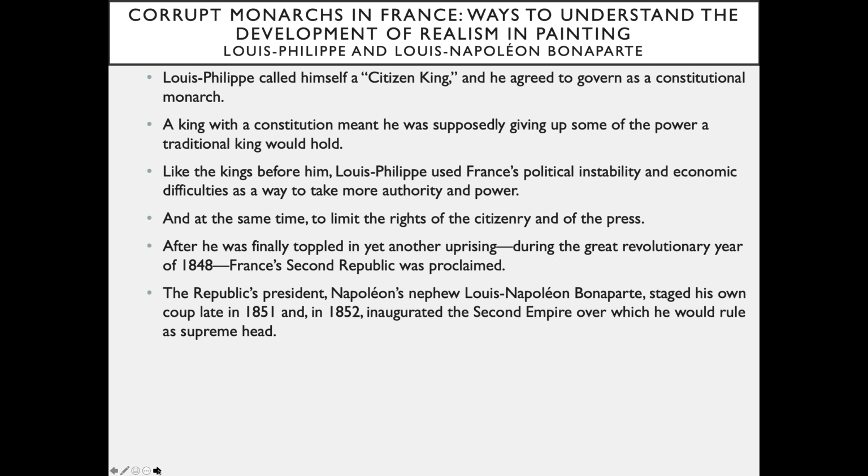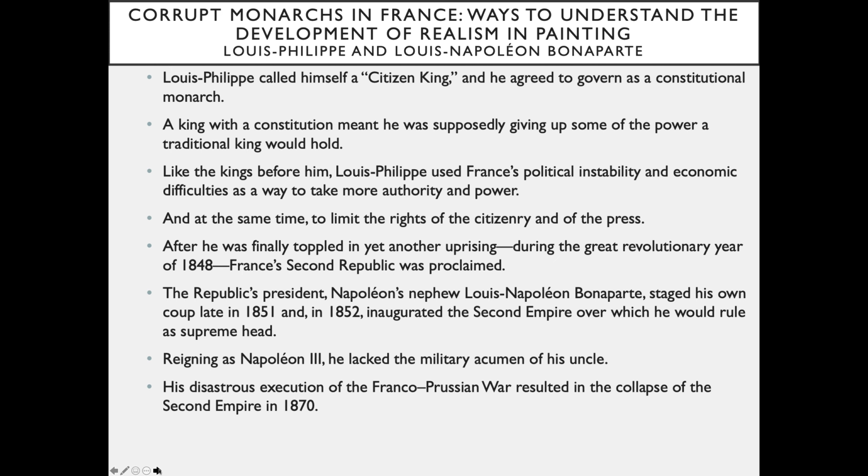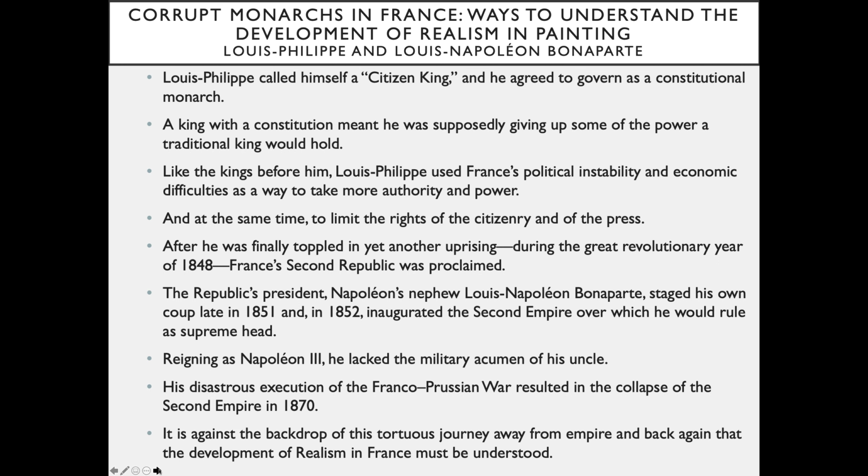So we can see that it just goes back and forth between people uprising and trying to get a more democratic government, and then the head of the government gradually taking more power back, becoming a monarch or an authoritarian ruler. And this goes back and forth. Reigning as Napoleon III, he lacked the military acumen of his uncle. His disastrous execution of the Franco-Prussian War resulted in the collapse of the Second Empire in 1870. And it's against the backdrop of this torturous journey away from the empire and back again that the development of realism in France must be understood.